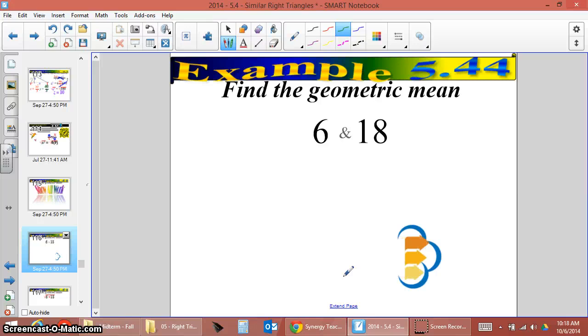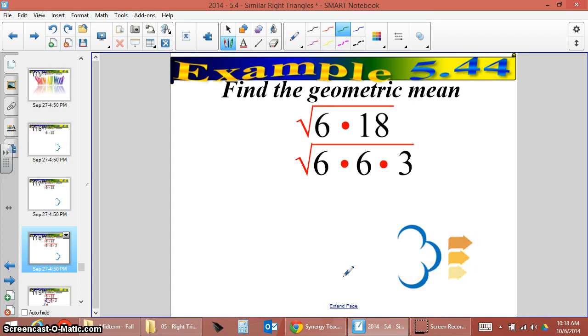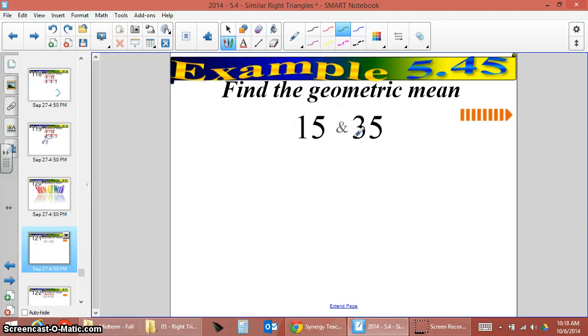All right. For here, example 5.44, you're going to have this on your homework. The geometric mean between 6 and 18. Okay? I multiply them together and I get the square root. I factor them apart. 18 becomes 6 and 3. I've got a pair right there. I don't have to go any further. I can pull out the 6's and I get 6 root 3 as my answer. So now we're going to do geometric mean again. Show all of your work.